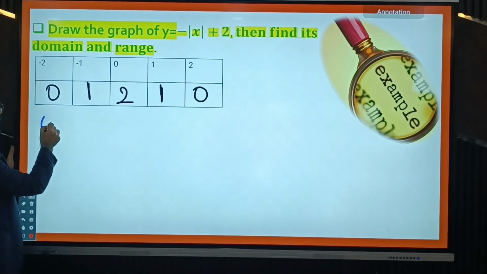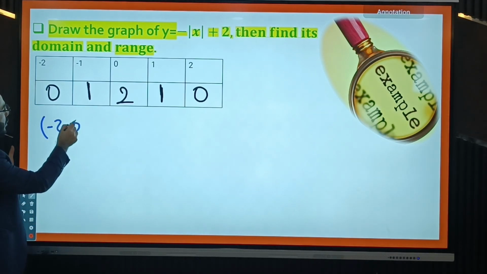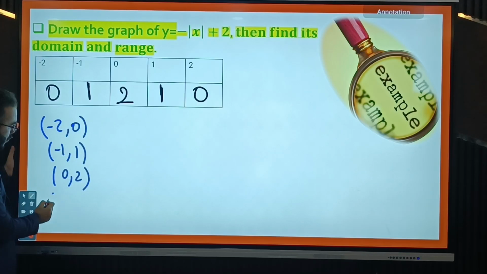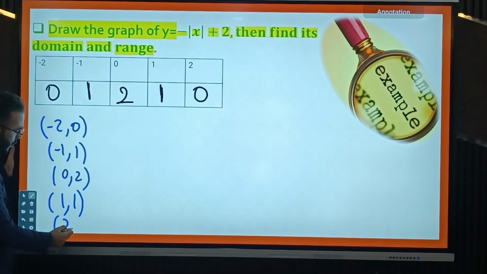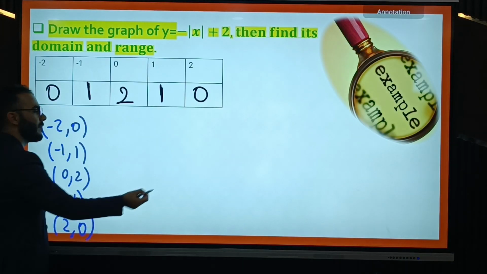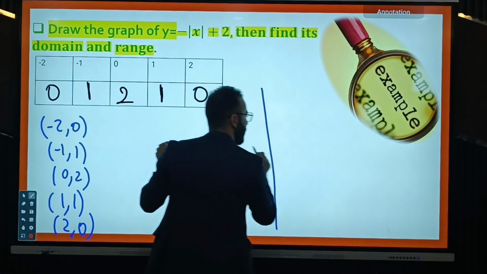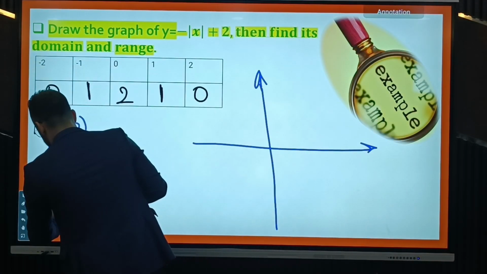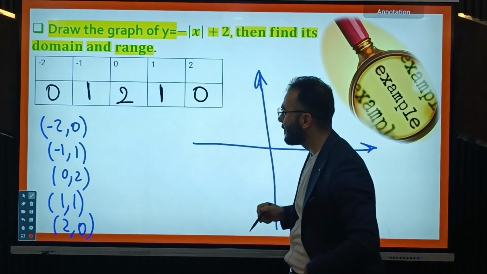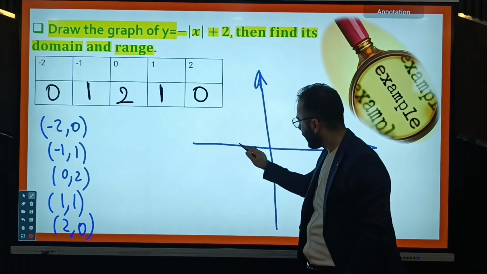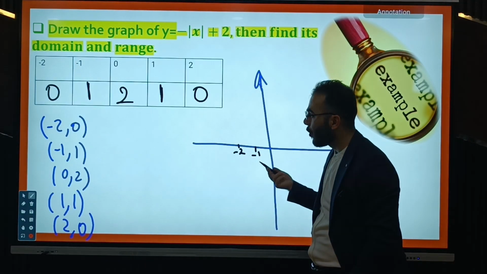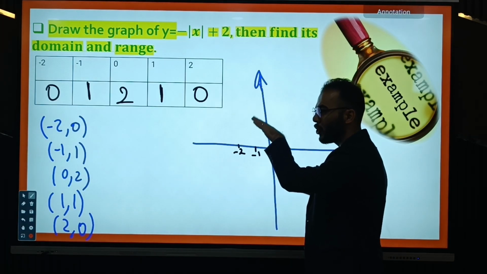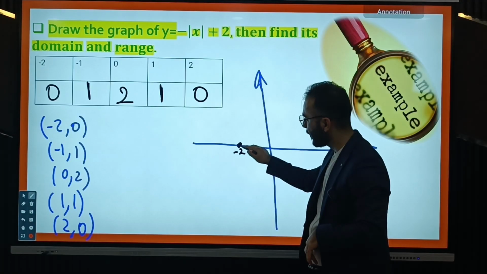So the points are going to be negative 2 and 0, negative 1 and 1, 0 and 2, 1 and 1, and 2 and 0. These are the points that we have. Our coordinate plane would be something like this. Okay, so let's just plot them. Negative 2 and 0. Here is negative 1, negative 2. So on the x-axis, negative 2 units goes left. 0 means no movement on the y-axis, so it's going to stay here.